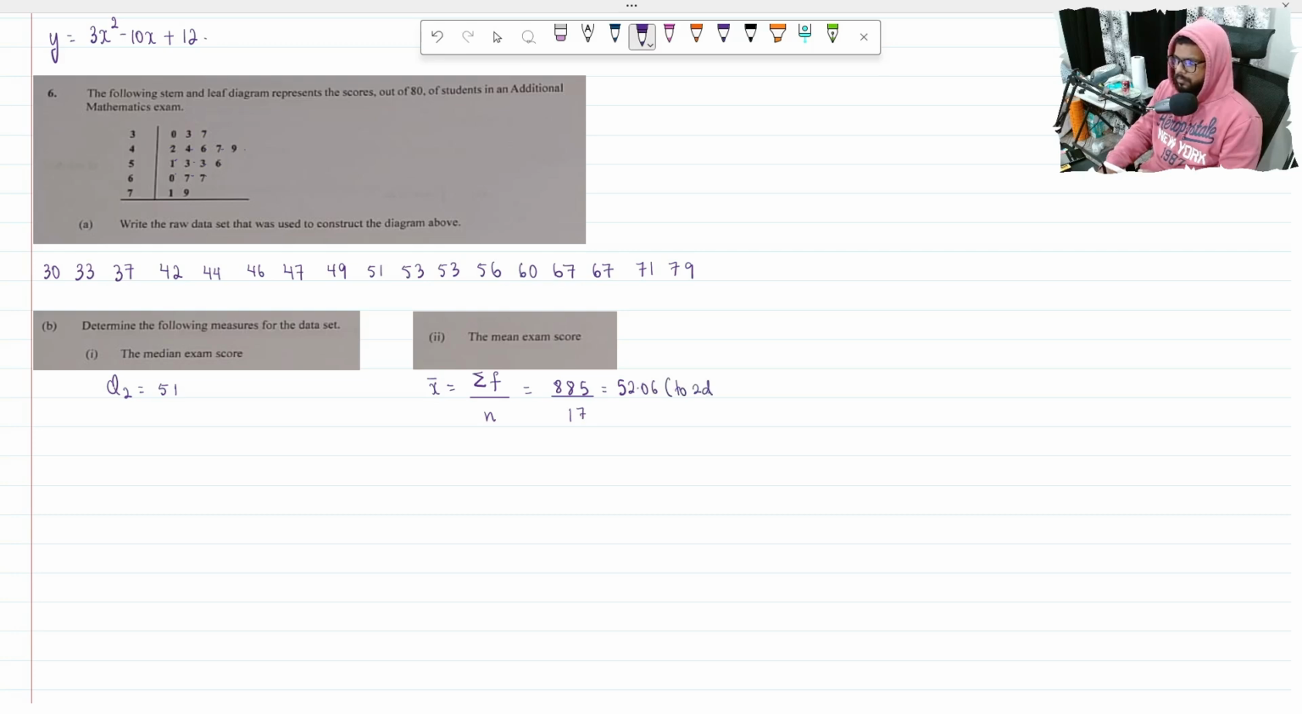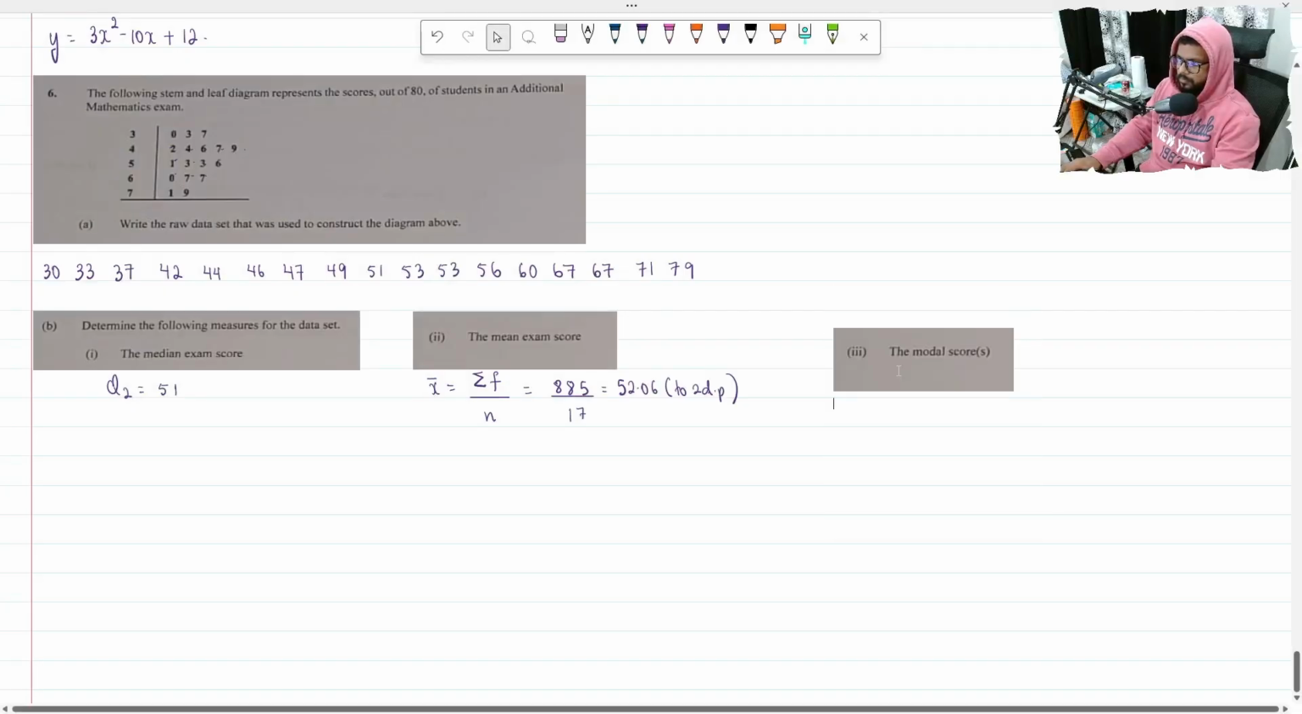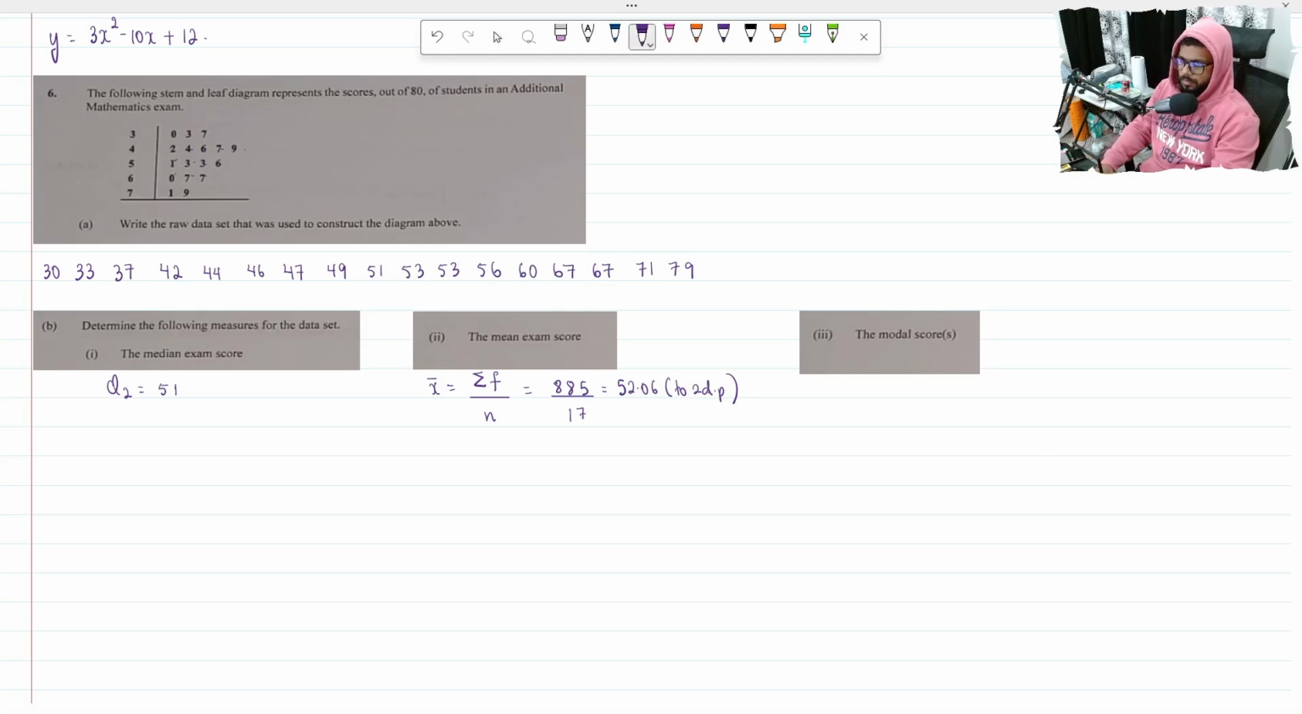To 2 decimal places, the modal score or scores is going to be 53 and 67. Right, constructing the raw data, we could have noticed this from the raw data.